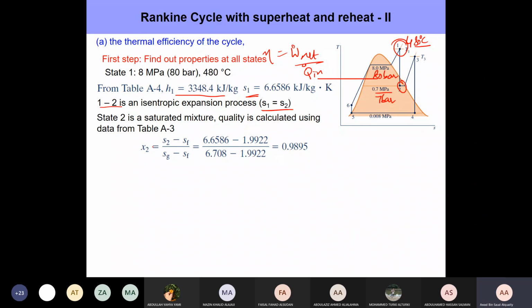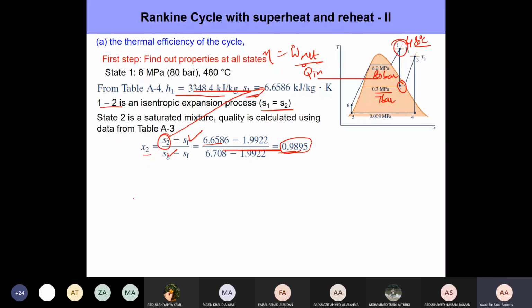Okay, so we go to the pressure tables, get the values of SF and SG at the pressure of 7 bar, and S2 is equal to S1. So that's the value that we already have. We plug it into this equation and calculate X2. As you can see, X2 is almost close to 1, which indicates that it's almost saturated vapor, right? It's pretty close to being a saturated vapor.